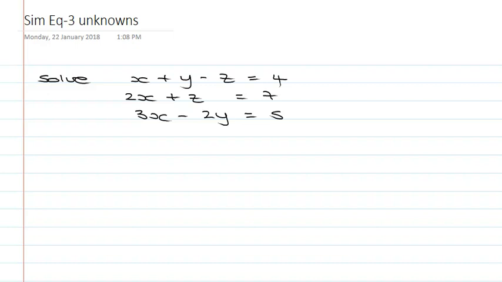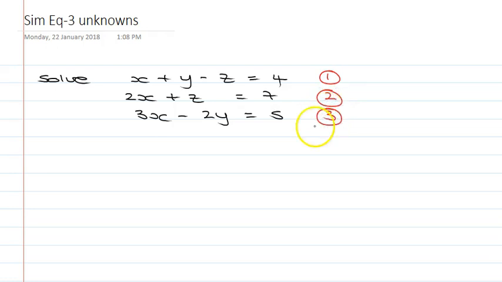In this video, we're going to solve simultaneous equations with three unknowns. In this case, you can see I've got x, y, and z. I'll be using elimination to do this. All right, first thing, I'm going to label this one equation 1, 2, and 3.